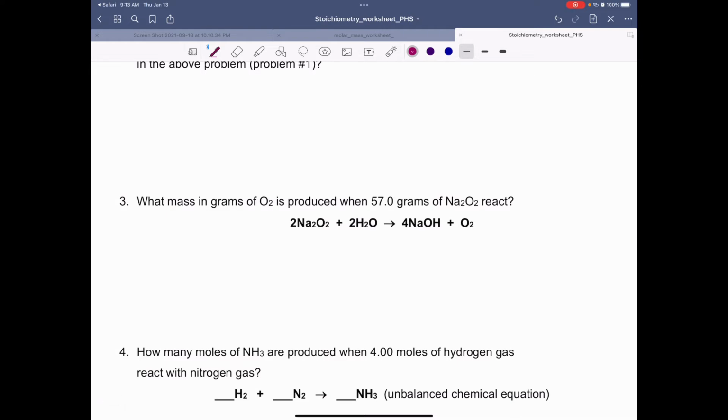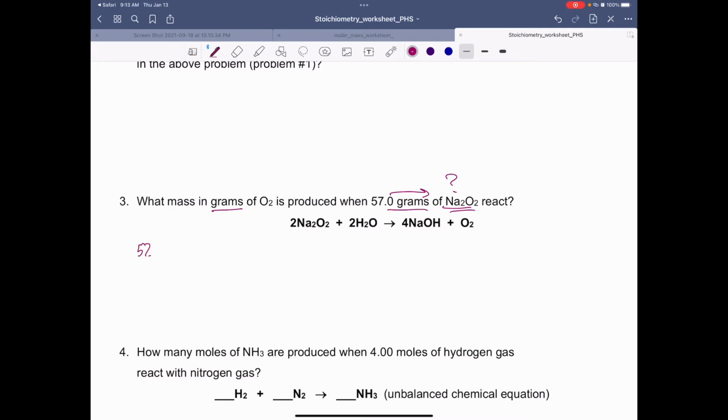What mass in grams of O2 is produced when 57 grams of Na2O2 react? So again, let's highlight the idea that we are given grams of both, or we're interested in grams of both, but in order to do the molar ratio, we got to convert those into moles. Because it's a molar ratio. It's not like a gram ratio. So first things first, let's figure out how many moles of this 57 grams is.